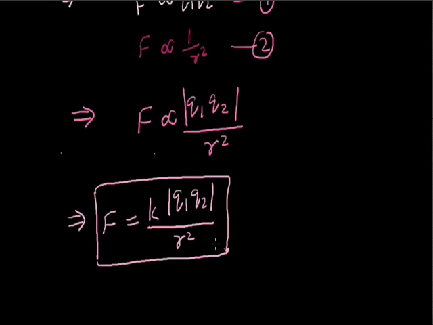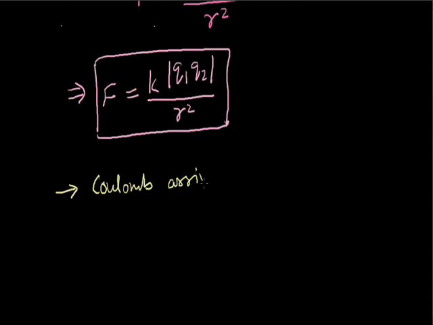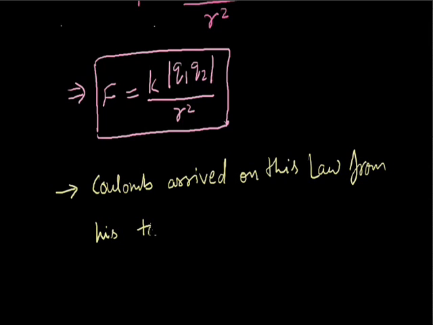Now the question is, how did Coulomb arrive at this law? He arrived at this law from his experiment. Coulomb did a torsion balance experiment for measuring the force between two charges. So Coulomb arrived at this law from his torsion balance experiment.